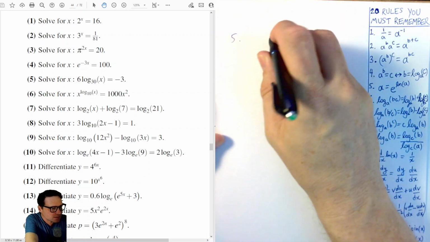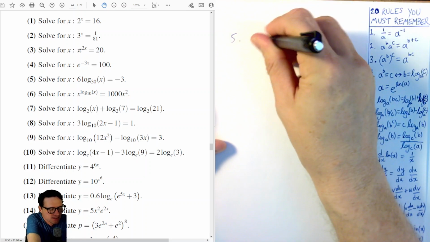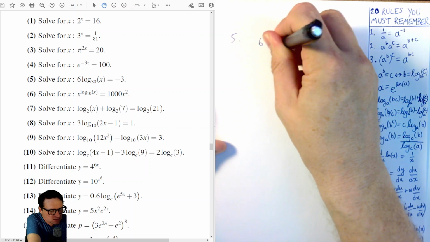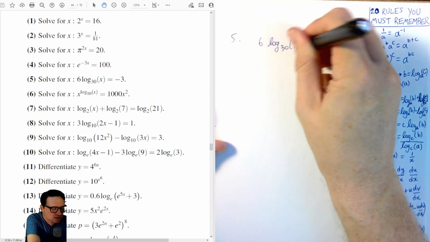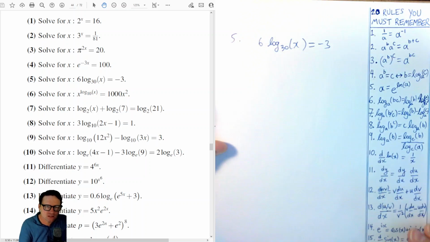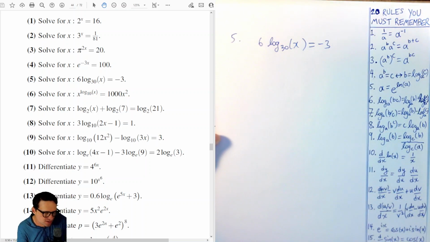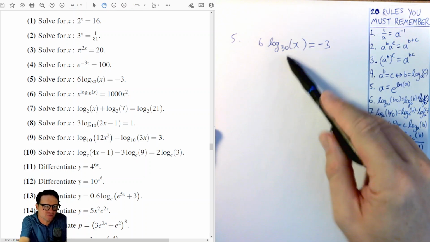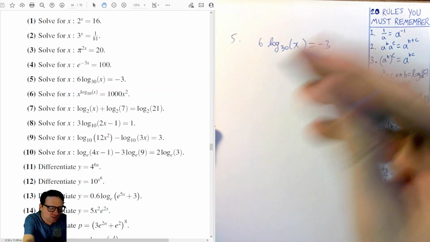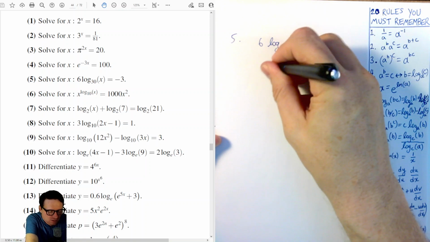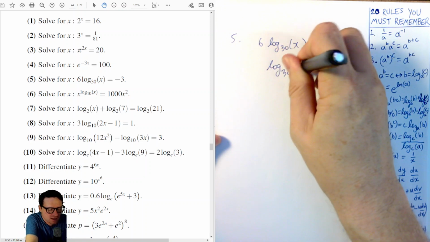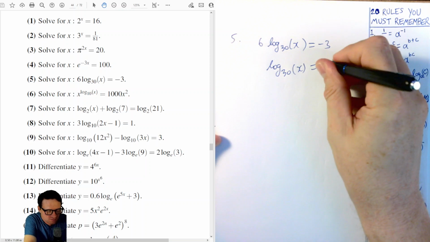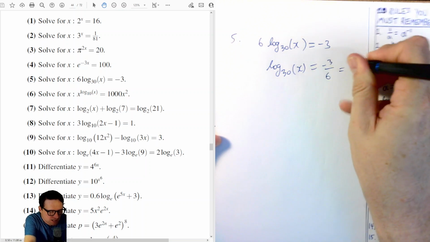Where it says, solve for x, the equation 6 log to base 30 of x is minus 3. Okay, so the first thing you would want to do is divide throughout by 6 and then swap forms from the log form to the exponent form because x is inside the bracket of the log function. So dividing throughout by 6, we have log to base 30 of x is minus 3 over 6, which is minus a half.